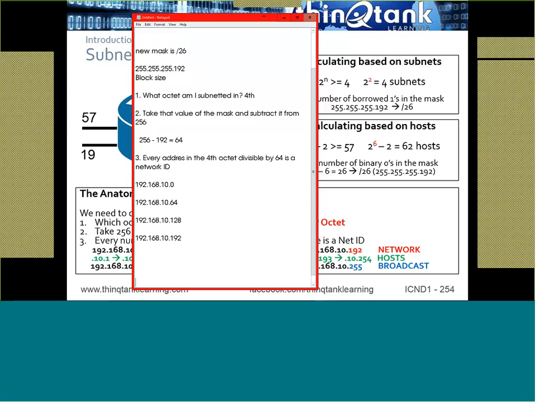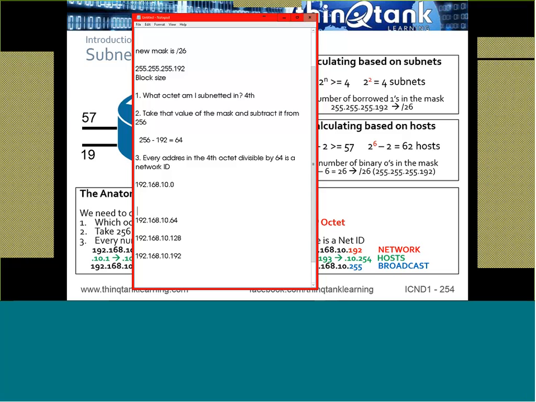And by the way, if I know my network IDs, what else do I know? Don't I know my broadcast IDs? By definition, what is a broadcast ID? The largest IP that's available in that subnet. It's the last address in the subnet, isn't it? The broadcast ID is the last address in the subnet.